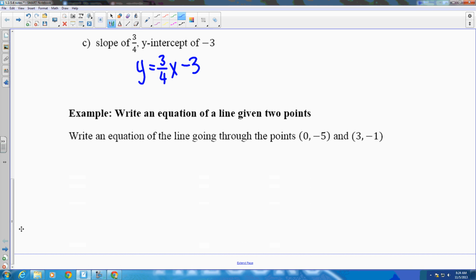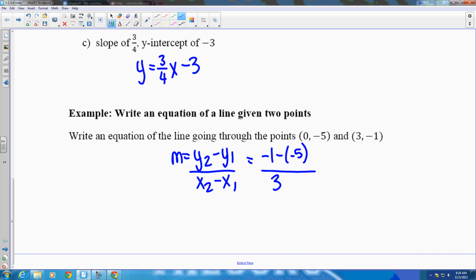All right, this time we are not just flat out given the slope and y-intercept, we are given 2 points. So we need to find the slope. And remember, slope equation is y2 minus y1 over x2 minus x1. So our y2 is -1, our y1 is -5, our x2 is 3, and our x1 is 0. So that is 4 over 3 for our slope.